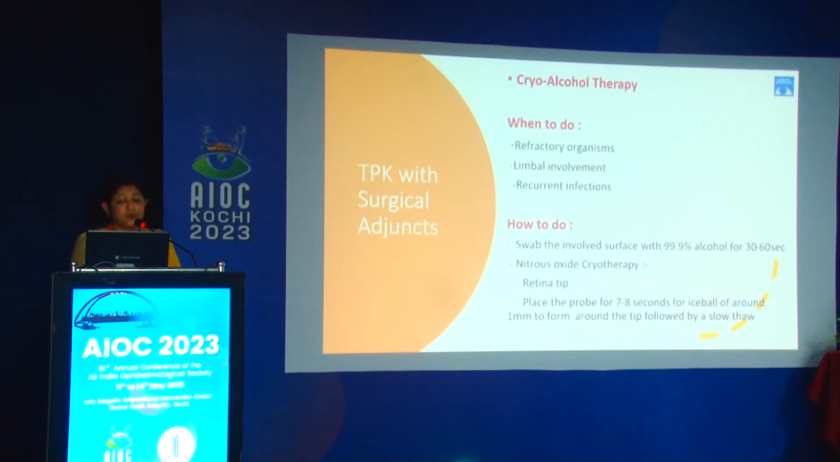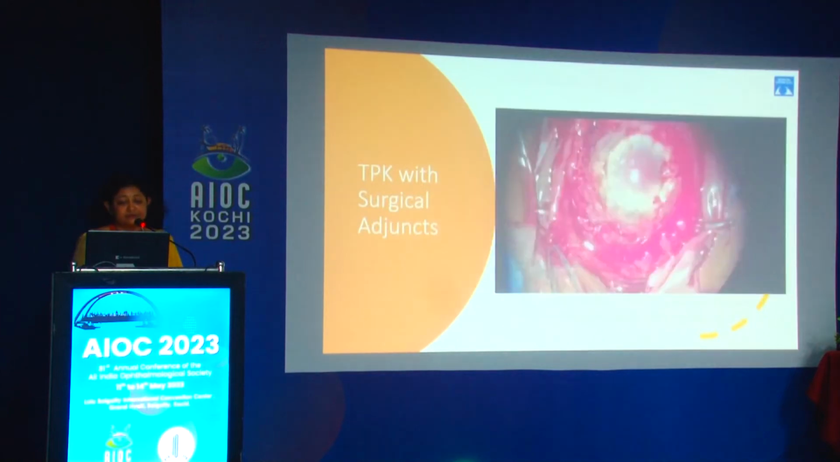Here we swab the involved surface with a 99.9% alcohol for 30 to 60 seconds and use the nitrous oxide cryotherapy, the same that our VR colleagues are using. It is a retinal tip that we use. We place the probe for around 7 to 8 seconds for an ice ball of around 1 millimeter to form around the tip, followed by a slow thaw.